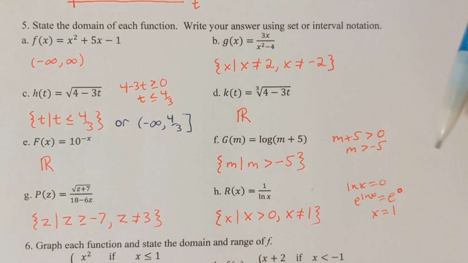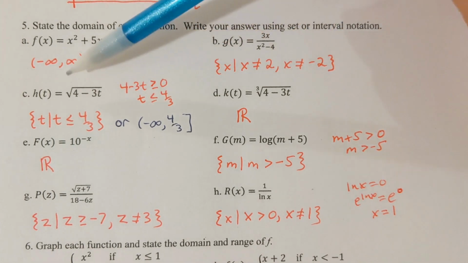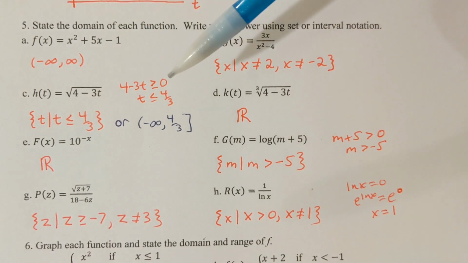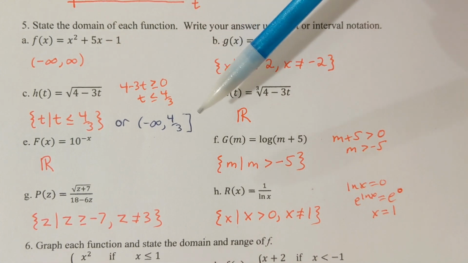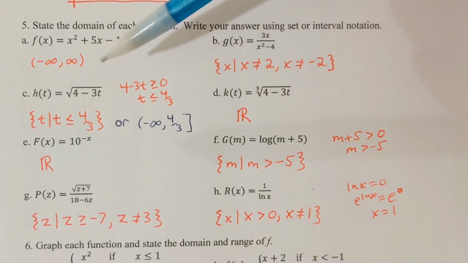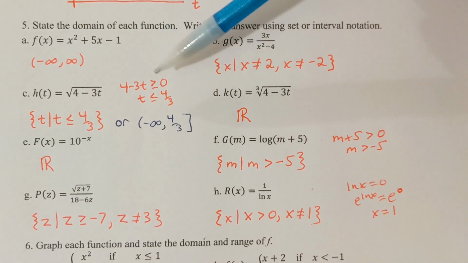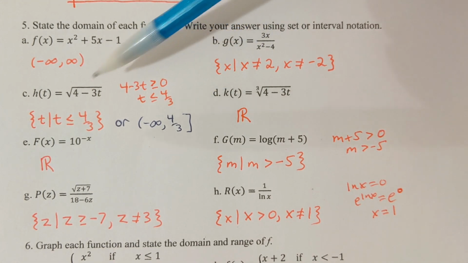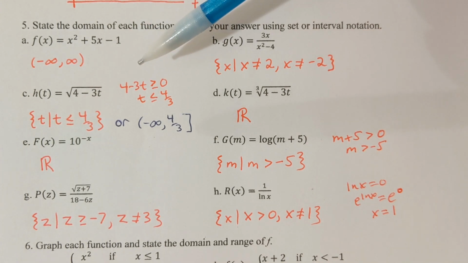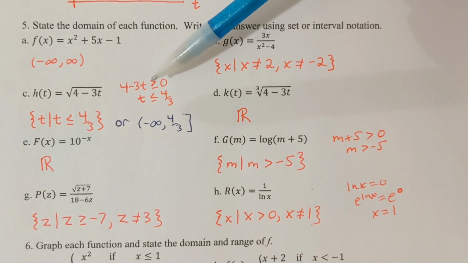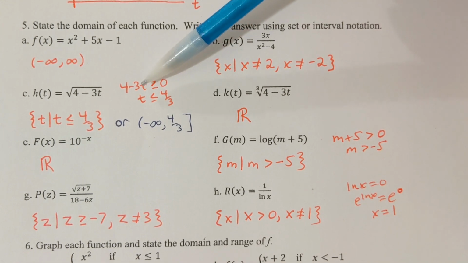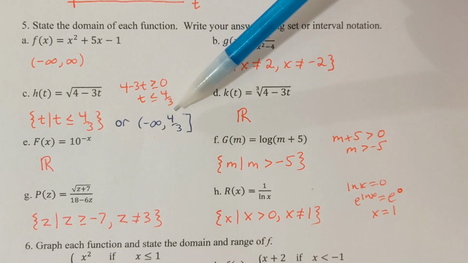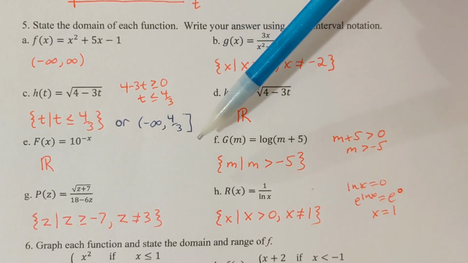Part C, h of t equals the square root of 4 minus 3t. When it comes to square roots, I don't want an overall negative to be underneath the radical. The square root of a negative is not a real number, and I only care about the real numbers that I can use here for t. So, I'm going to just do a side calculation here. I'd want 4 minus 3t, that expression underneath the radical, not to be a negative. That means that it's going to be greater than or equal to 0, okay, if I don't want that to be negative. Add 3t and then divide by 3, and you'll have t less than or equal to 4/3.